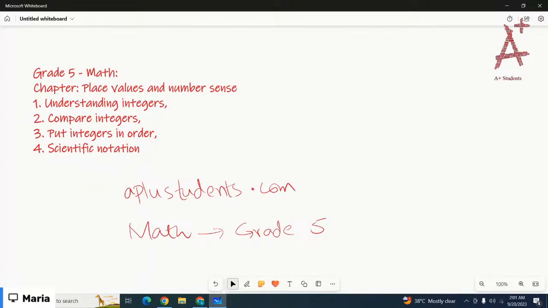There you can find a list of the chapters. We're going to start with the chapter place values and number sense. The lessons we're going to cover today are understanding integers, compare integers, put integers in order, and scientific notations. Please make sure you have your notebook and pencil so that you can note down the important examples and definitions as well.